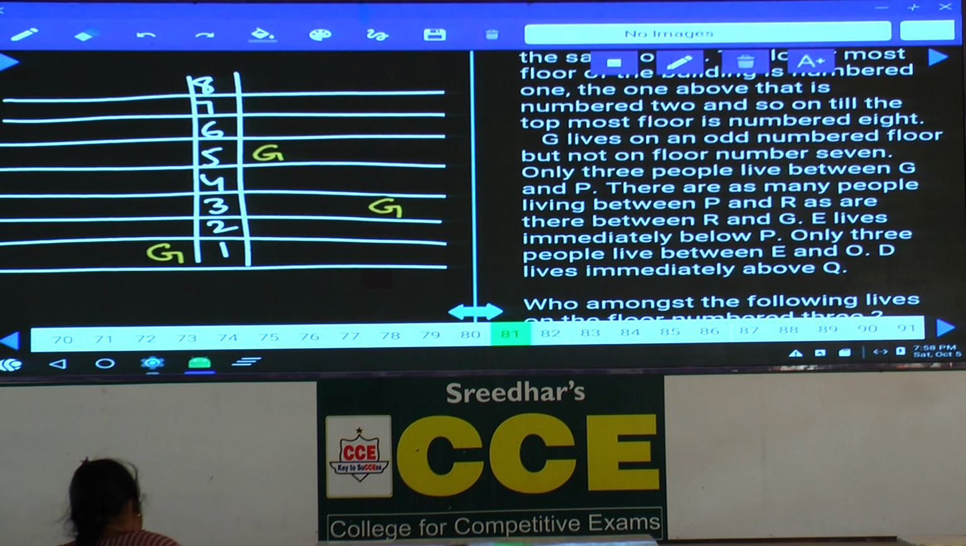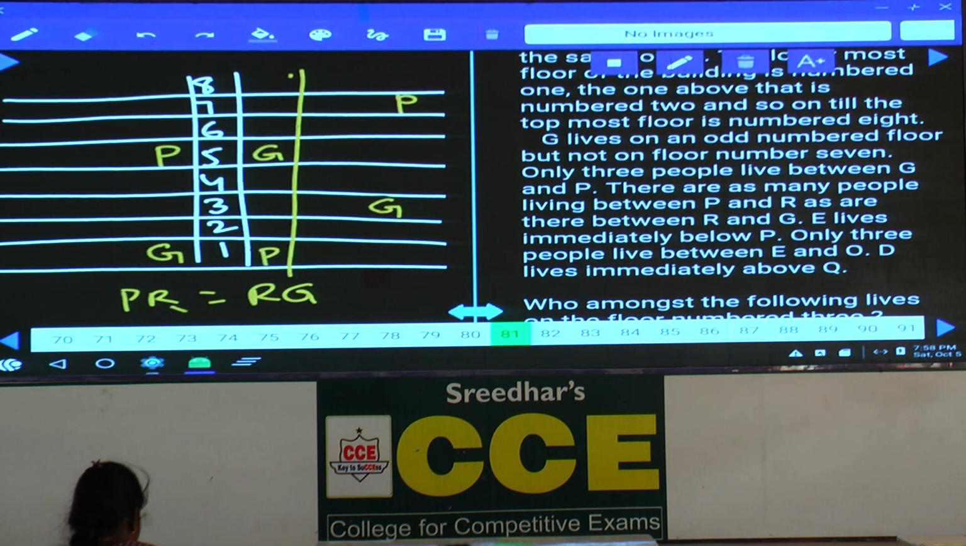And only 3 people live between G and P. Only 3 people between G and P, 1, 2, 3. Here P is here, and in this case, 1, 2, 3, P must be at this place. And there are as many people between P and R as between R and G. P and R equals R and G.